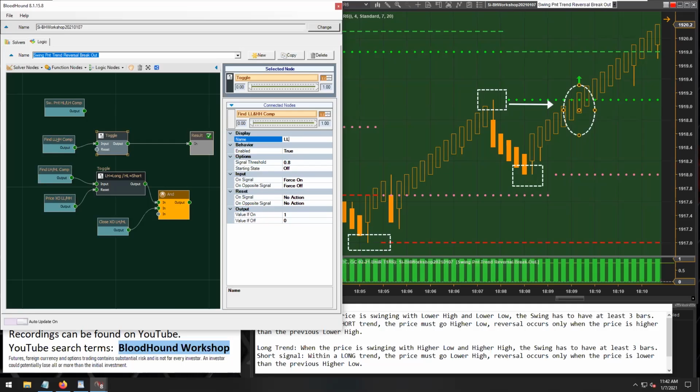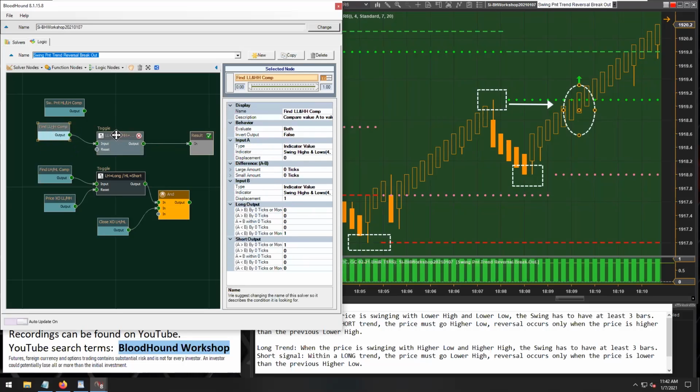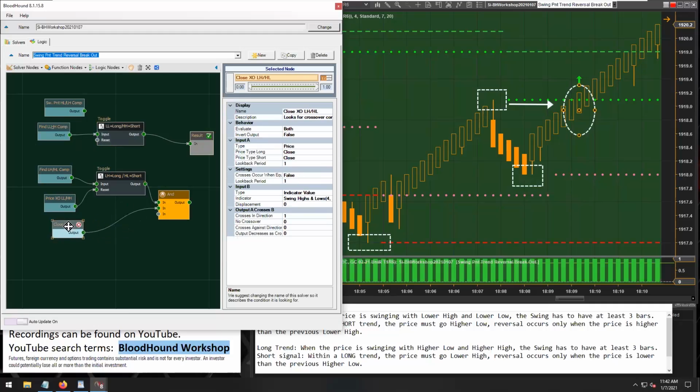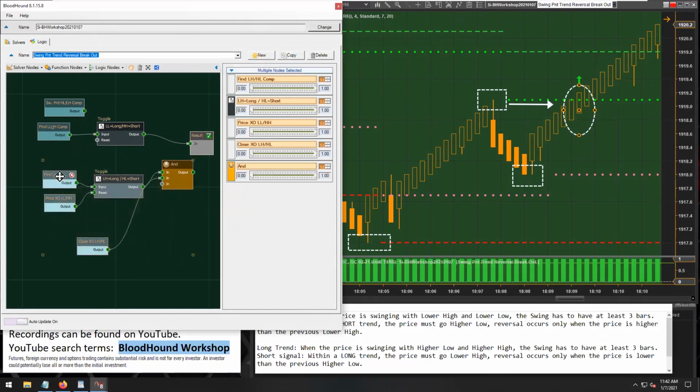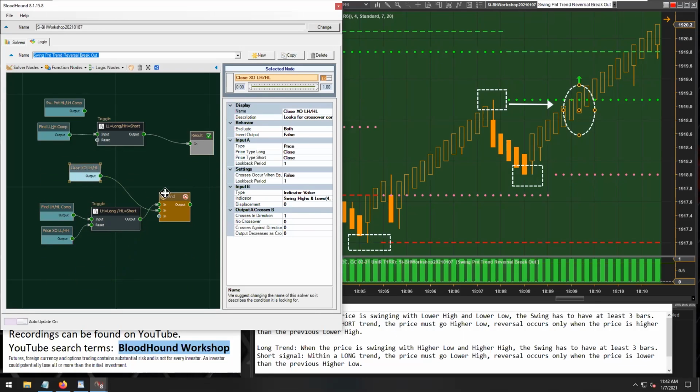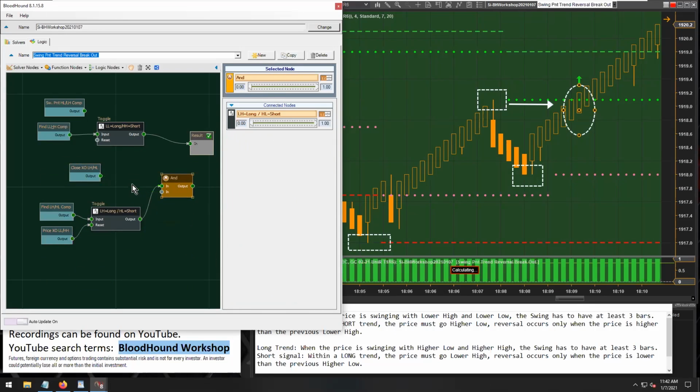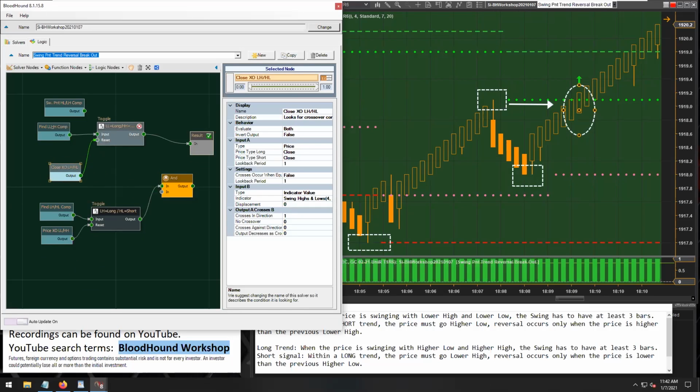All right, so when we get lower lows, this toggle node is going to output a long, and then when higher highs are found, it's going to output a short, right? Like so. Here we go. Okay. So this crossover solver, let's put it into that reset there.